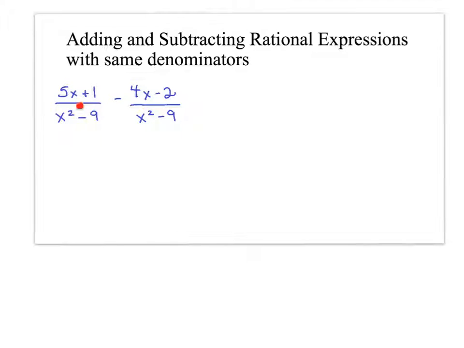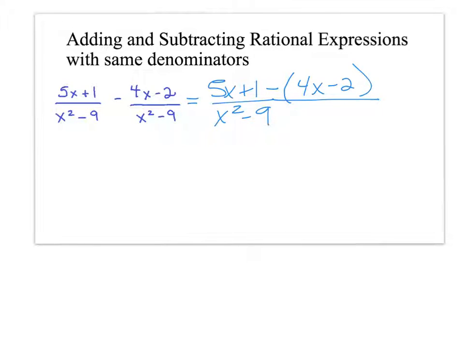And you can see in this example, our denominator terms are the same, so we can go ahead and subtract. Whenever we subtract, we keep what's on the bottom, and then we combine what's on the top. So we're going to have 5x plus 1 subtract 4x minus 2, all over x squared minus 9. And you also see that I put that 4x minus 2 within brackets, because this minus sign is going to affect everything in there.